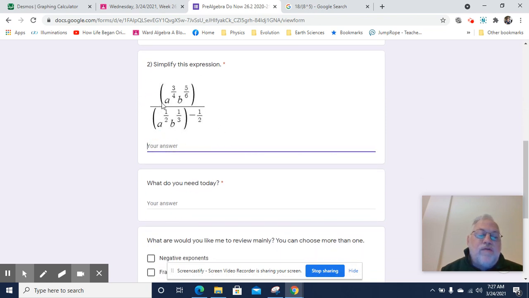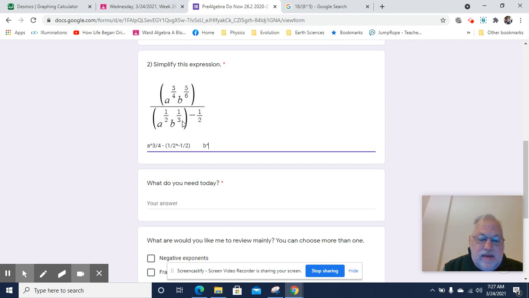All right, let's take a look at this one. Oh boy, Mr. Ward threw in fractions as exponents, but the same rules apply. I've got A's and I've got B's. A is to the 3/4, A is to the 1/2 to the negative 1/2. So I'm going to group my A's and I'm going to group my B's. My numerator is to the 3/4 there, and I'm going to subtract 1/2 times negative 1/2. We'll deal with that in a second.